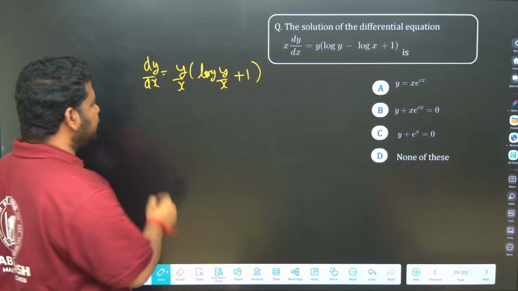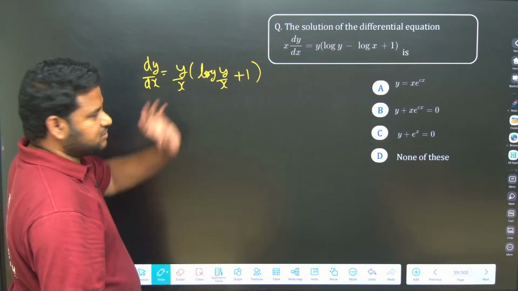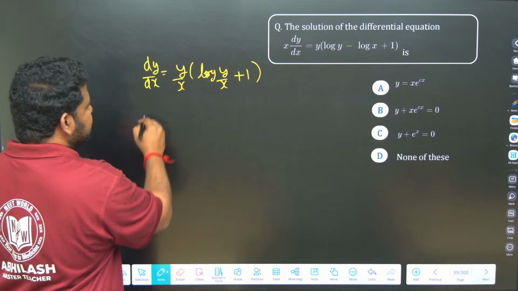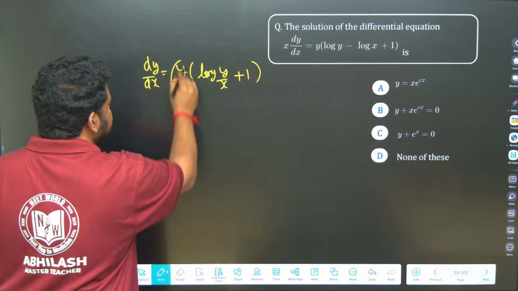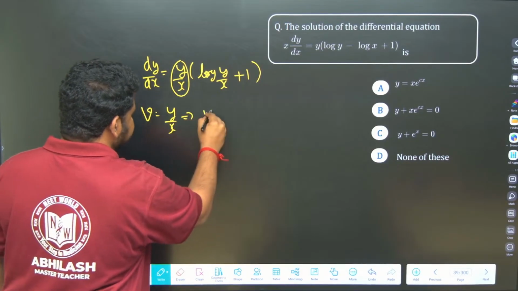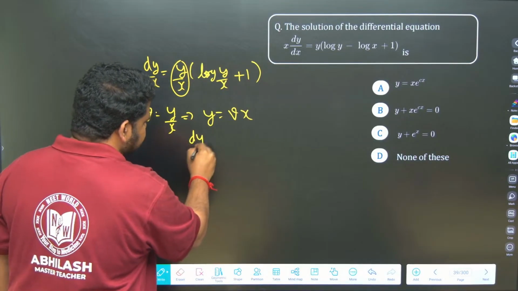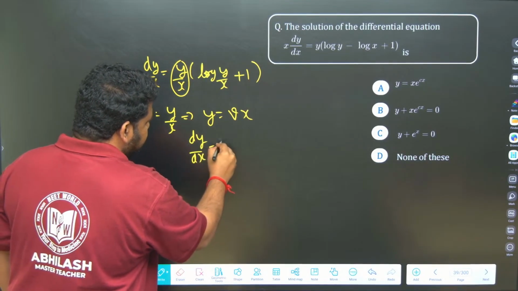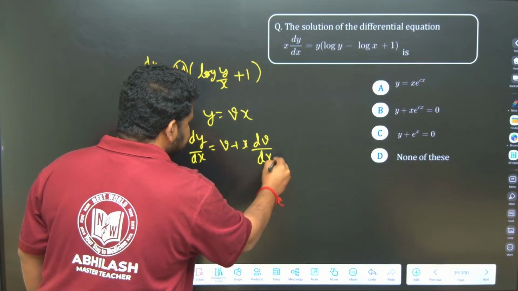Now what I can do, dy by dx is equal to y by x into log of y by x plus 1. Now I can substitute the value for this y by x. So v is equal to y by x, I will put it. So this implies y is equal to vx, that is the substitution we wanted. Now if I differentiate, I will get dy by dx is equal to v plus x times dv by dx.